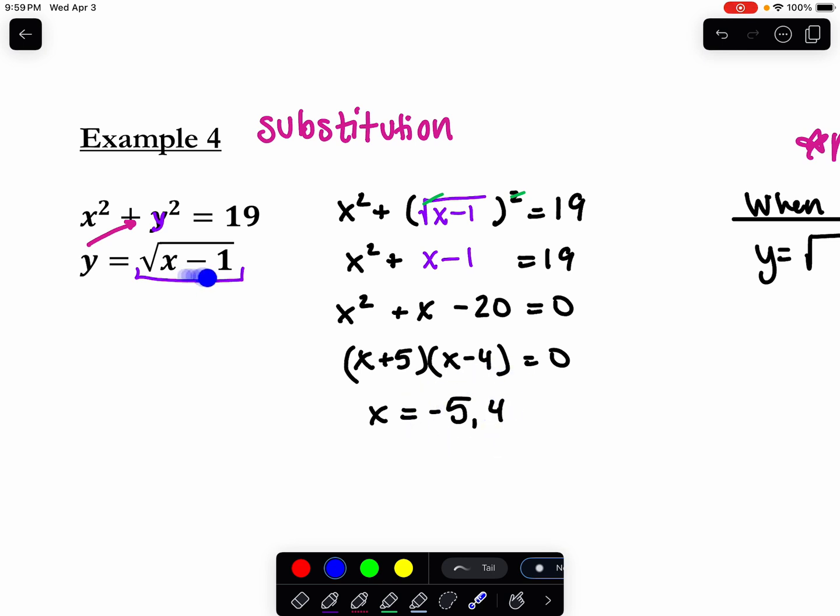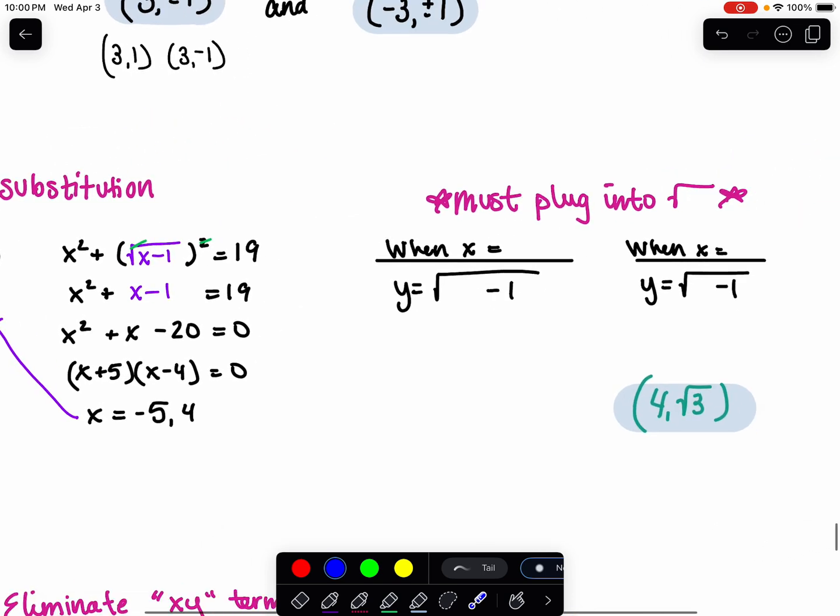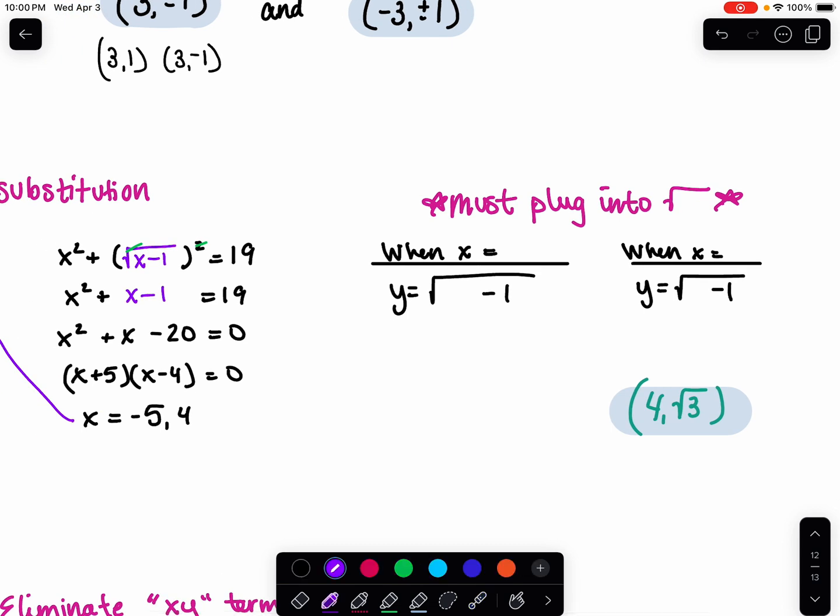Now, with square root functions, we have to consider that when you take the square root, you can only take the square root of 0 or positive numbers, right? So this one is like the pickier of the two nonlinear equations. So when you have a square root, once you solve for x, you have to plug it back into the square root equation. So we're going to go here over to the side. We must plug it into the square root equation. We have to see what's going on when x is negative 5 first. So we'll plug in negative 5. And we see that, wait a second, we can't take the square root of negative 6.